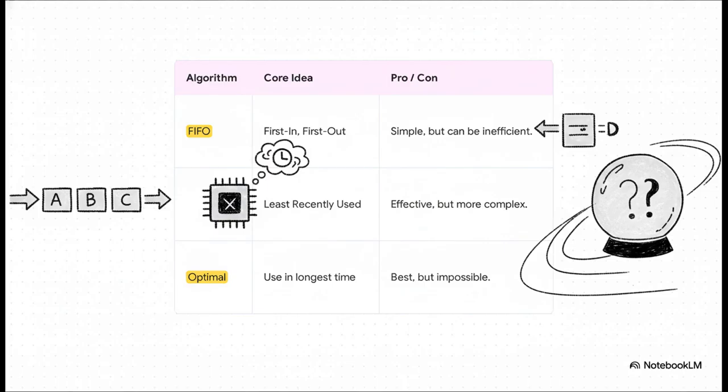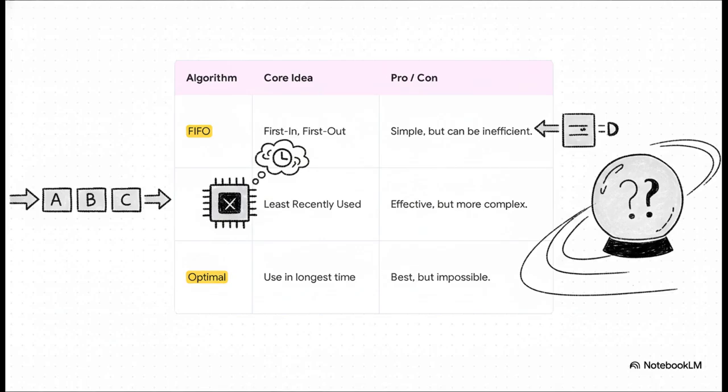First, you've got FIFO, or first in, first out. It's the simplest. Just get rid of the page that's been in there the longest. It's easy, but what if that oldest page is still super important? A much smarter way to do it is LRU, or least recently used. This one kicks out the page that hasn't been touched in the longest time. The thinking is pretty solid, right? If you haven't used it in a while, you probably won't need it again soon. It works really well, but it's a little more complex for the system to keep track of.